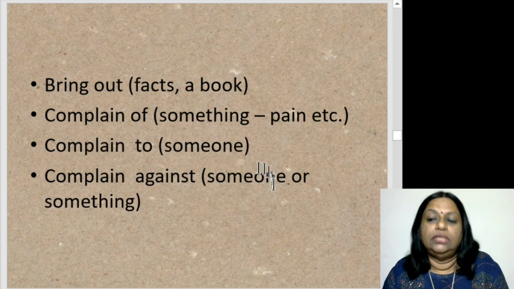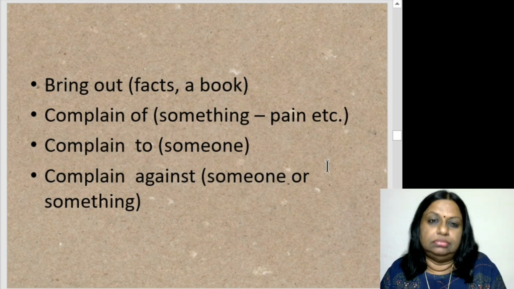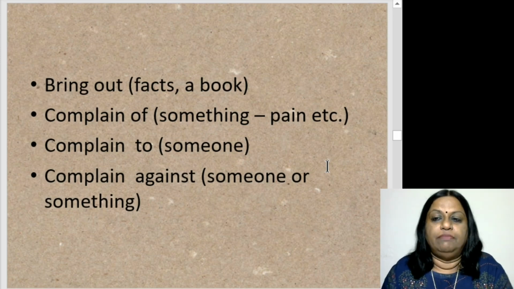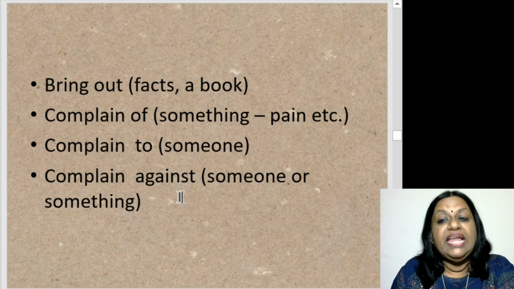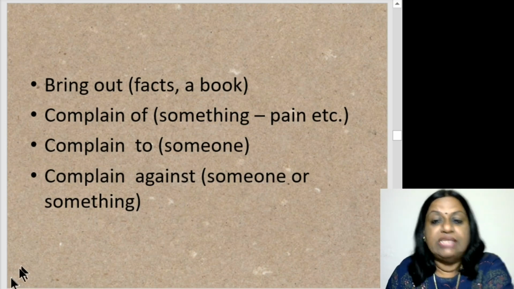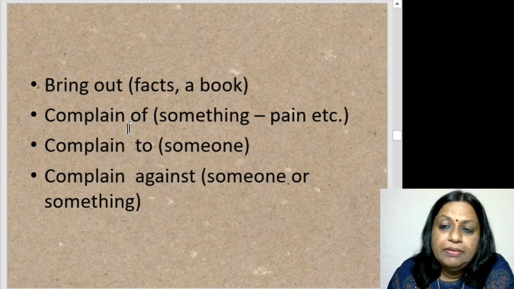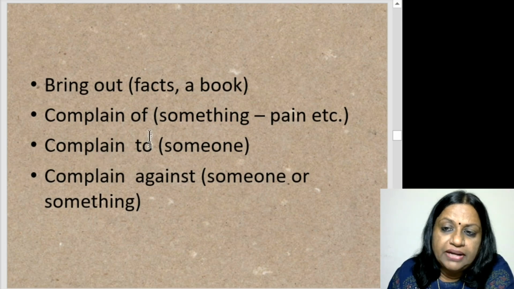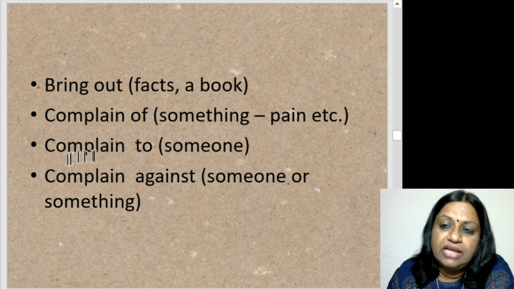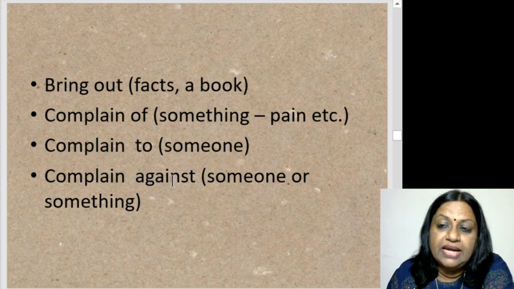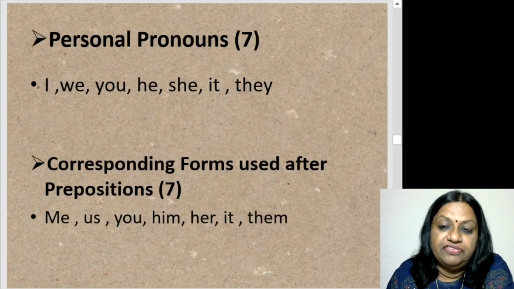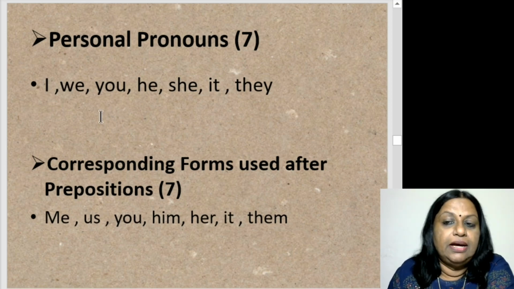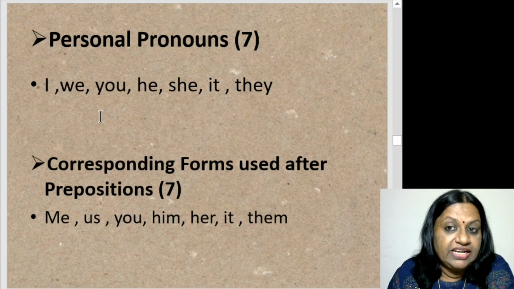Complain of pain, you know, a kind of discomfort. Complain to is to someone, you're complaining about something to someone. Complain against someone or something. So do you see how complain is the common verb here, but of, to, against. When you say complain of, the meaning is something. Complain to, it means something else, and complain against, it means something else again. So these little words make all the difference. All right. Then there are personal pronouns, which are 7 in English.